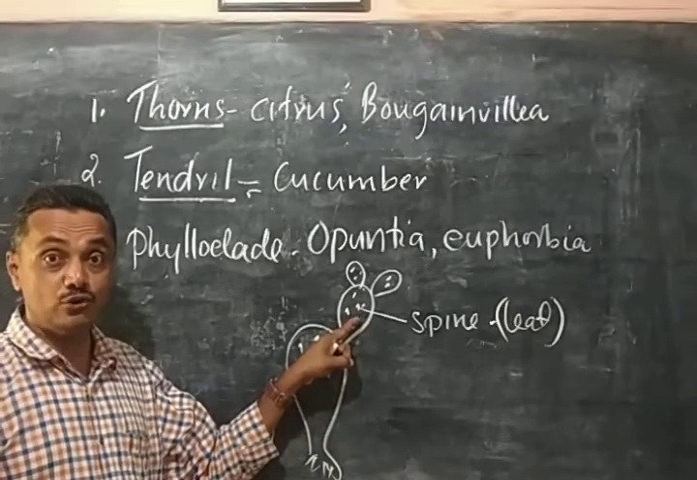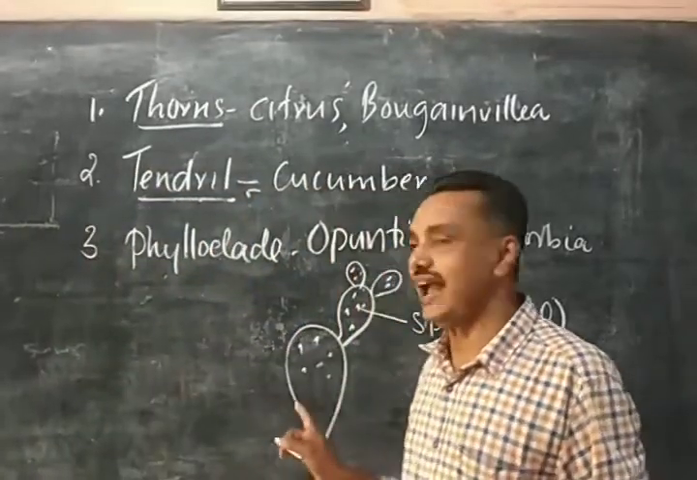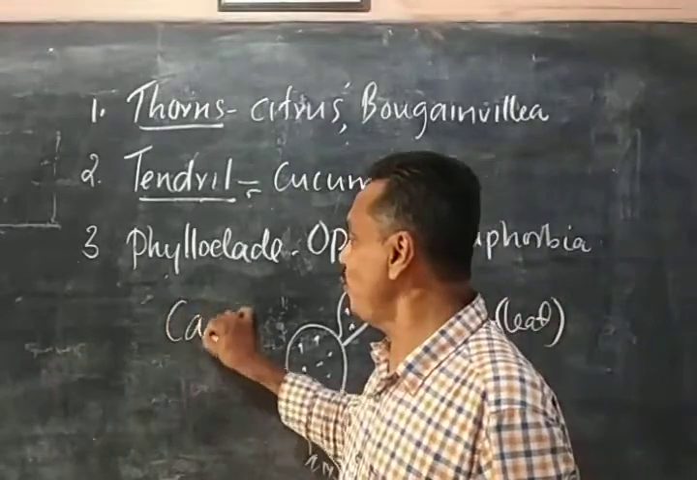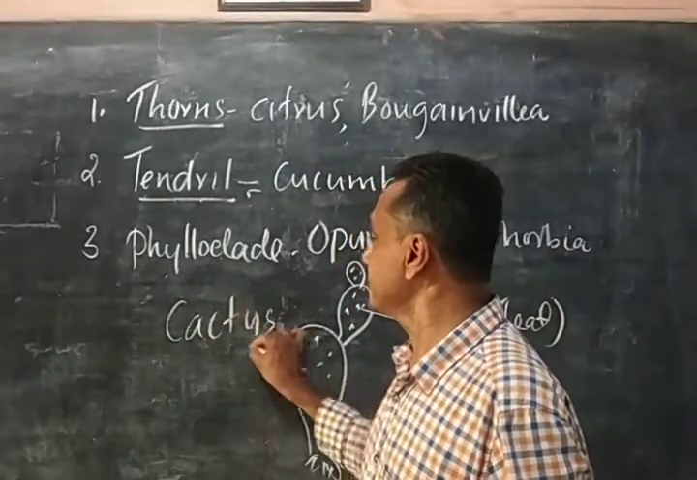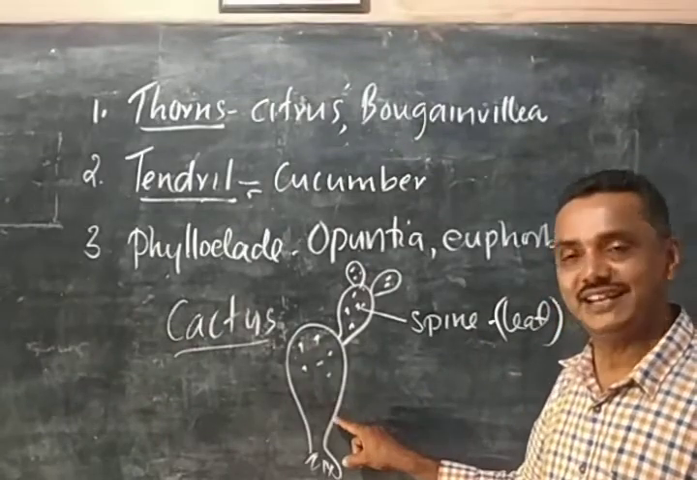For what? This plant is growing in a sandy desert region. This is a desert plant. We call these plants cactus plants. Cactus, and this grows in desert regions.